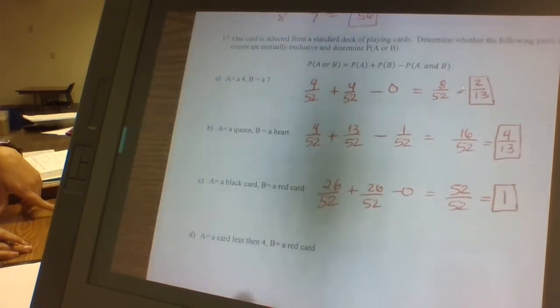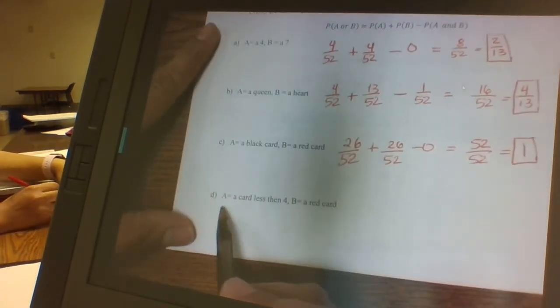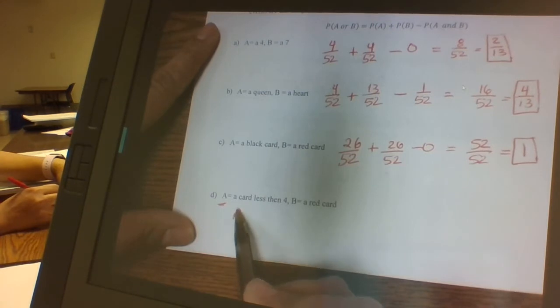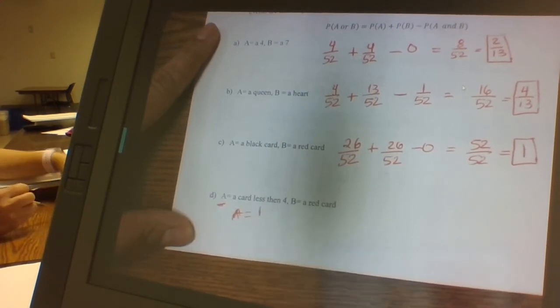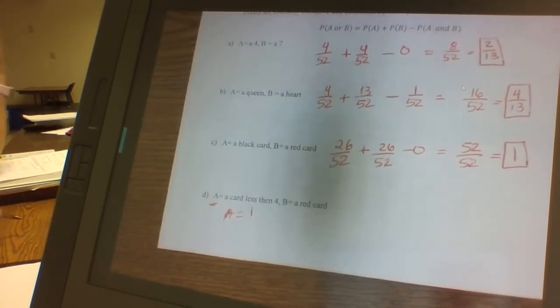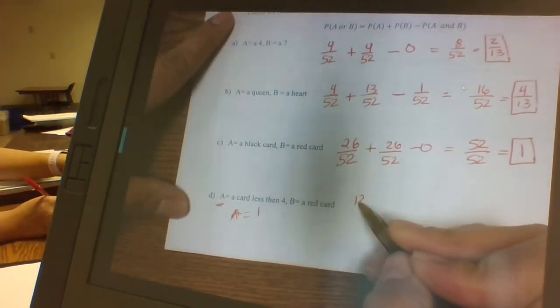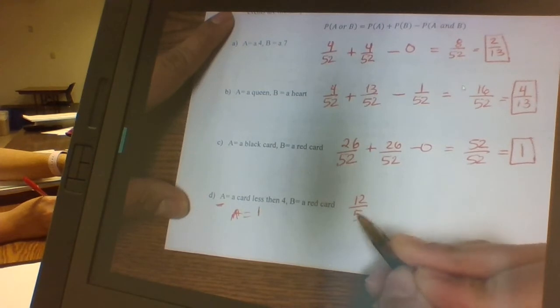What is the probability of getting a card less than 4? So I have my A, which is considered a 1. Your A is considered a 1. So you have your 1, your 2, and your 3. 3 times 4 is 12 out of 52.